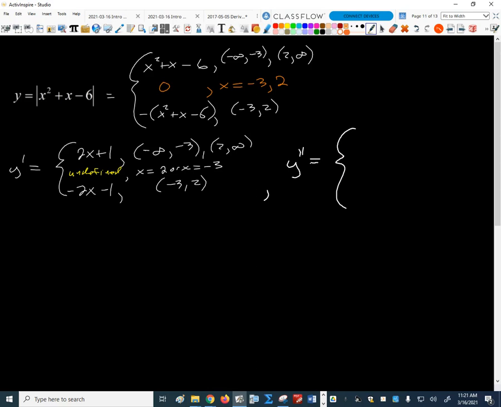What am I going to get for the top piece of my piecewise function? Type it in chat for my second derivative. Okay, good. Getting second derivative equals 2 on my top domain. Bottom one would obviously be -2, right? And if the first derivative is undefined, well, the second derivative has to be undefined at 2 and -3.